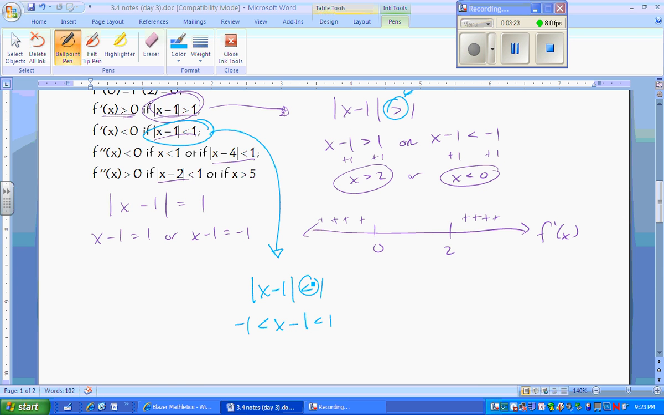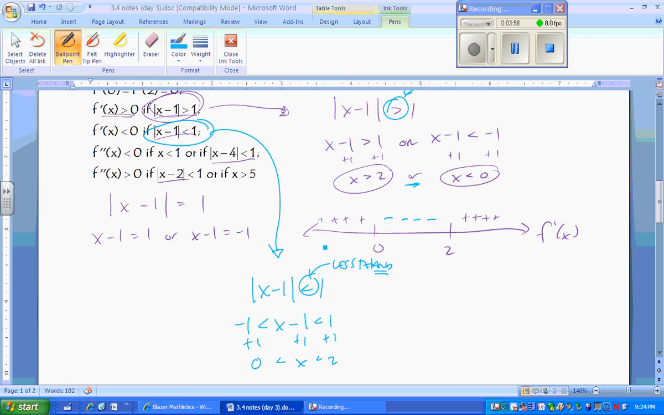So the way I remember this, less than, I think of it as less than, right? Because this is an and inequality. x minus 1 is greater than negative 1, and it's less than 1. This is an or. So for this one, add 1 to both sides. We get 0 there and 2 on the other side. So x is greater than 0 and less than 2. So that's when the derivative is negative.